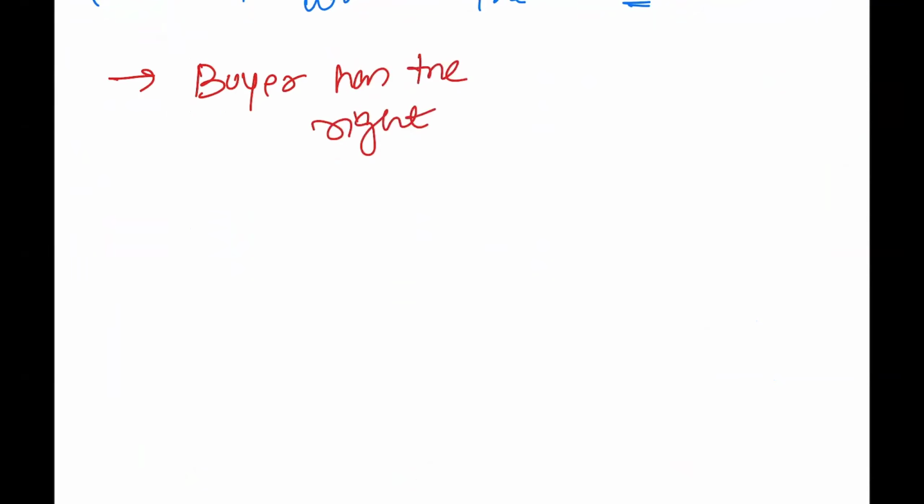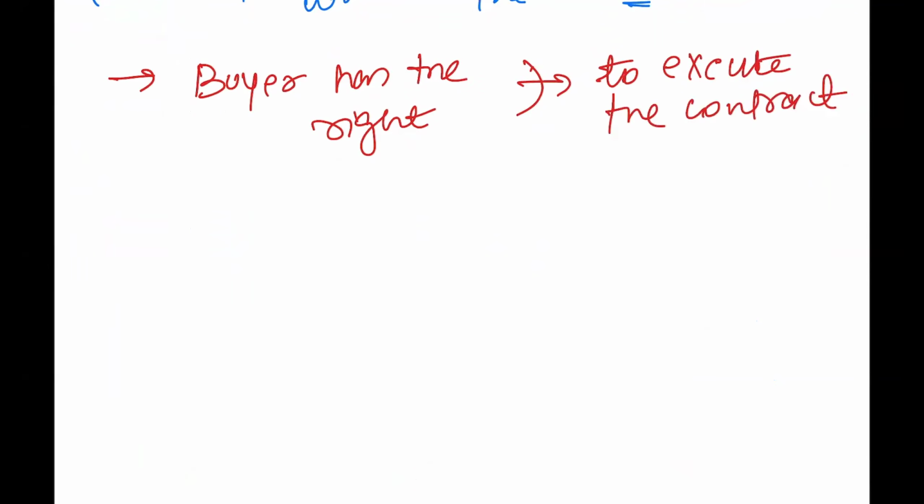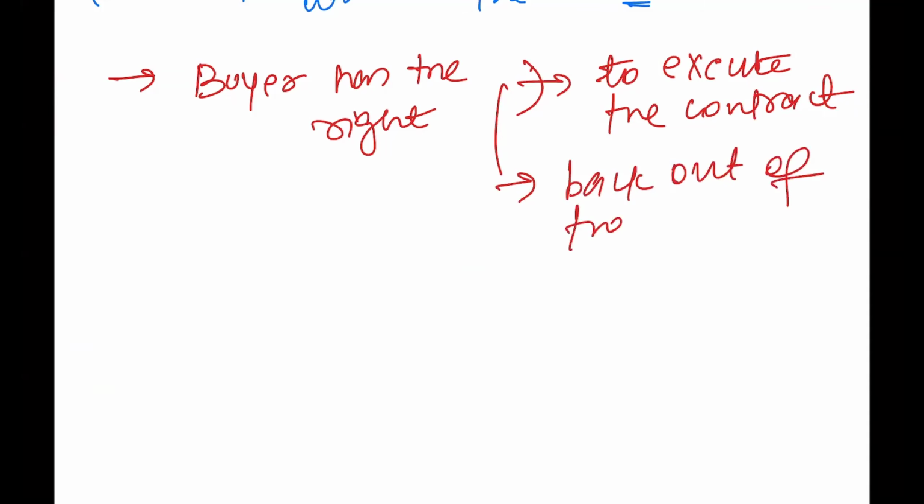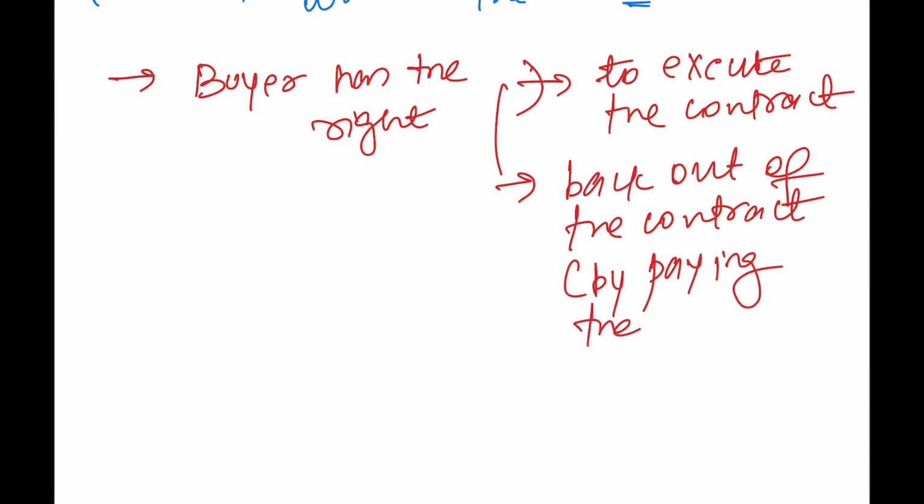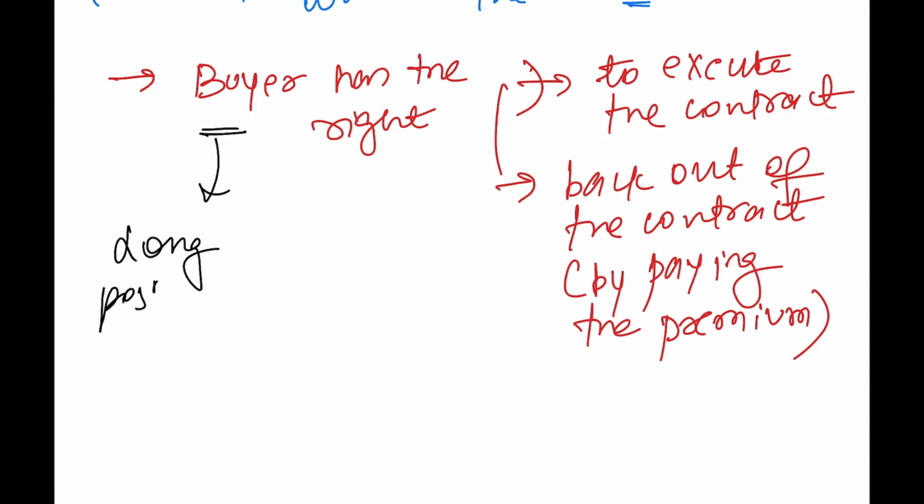One more thing, and this is the most important thing which I want to tell you. The buyer has the right either to execute the contract, or to back out of the contract by just paying the premium. When I say buyer, I mean the person who's in a long position, someone who's in a long position in a call option.